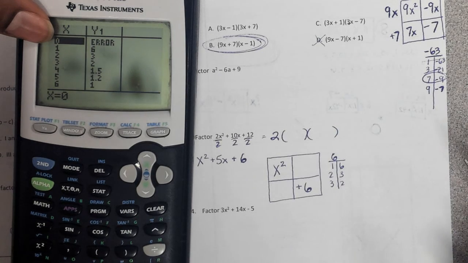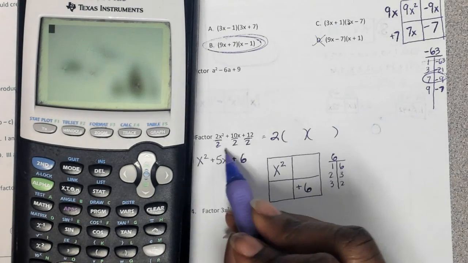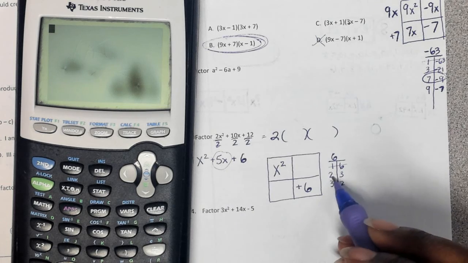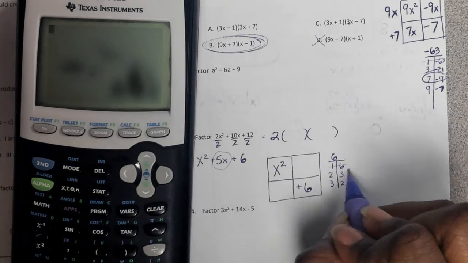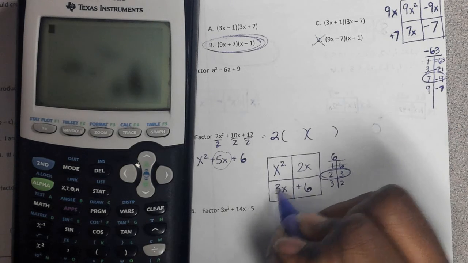But there's nothing negative. So is 1 plus 6, does that equal 5? No, so I'm not using that pair. Does 2 plus 3 equal 5? Yes, that's why I'm going to choose that pair, or else the box won't work.